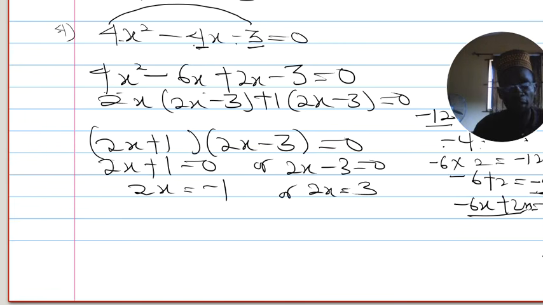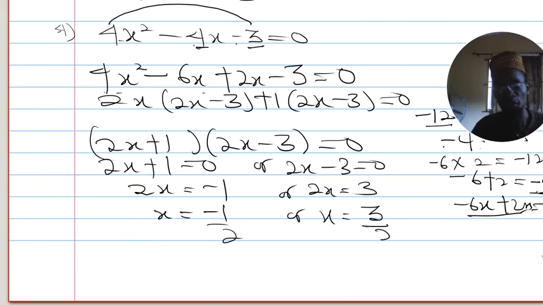Dividing both sides by the coefficient of x, which is 2, x = -1/2, or x = 3/2. So this is the answer.